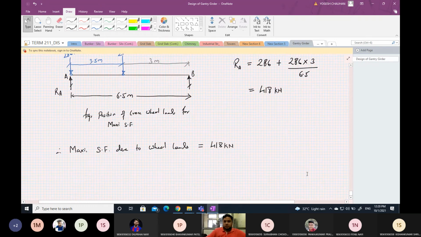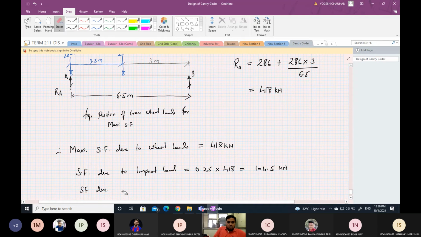Okay. Now, in addition to this wheel load, we have the shear force due to the dead load and due to the impact also. So shear force due to impact load will be, again for electrically operated it is 25%, we have discussed earlier. So multiply 0.25 by 418, so it will be 104.5 kilonewton.